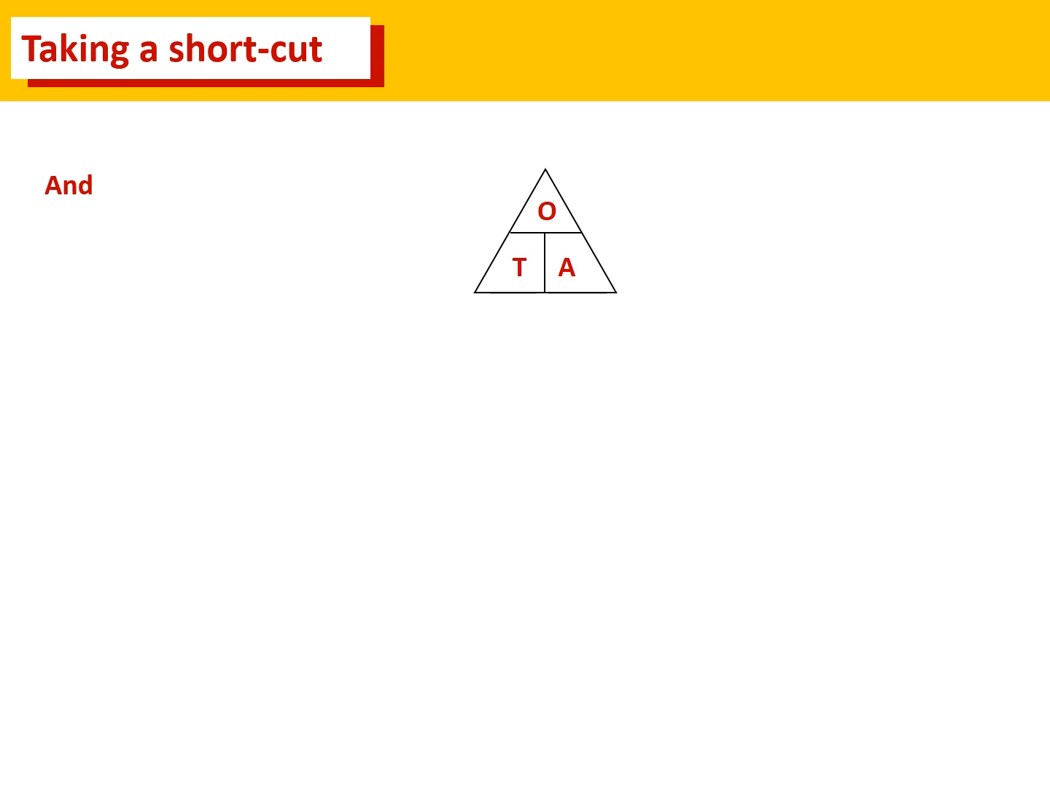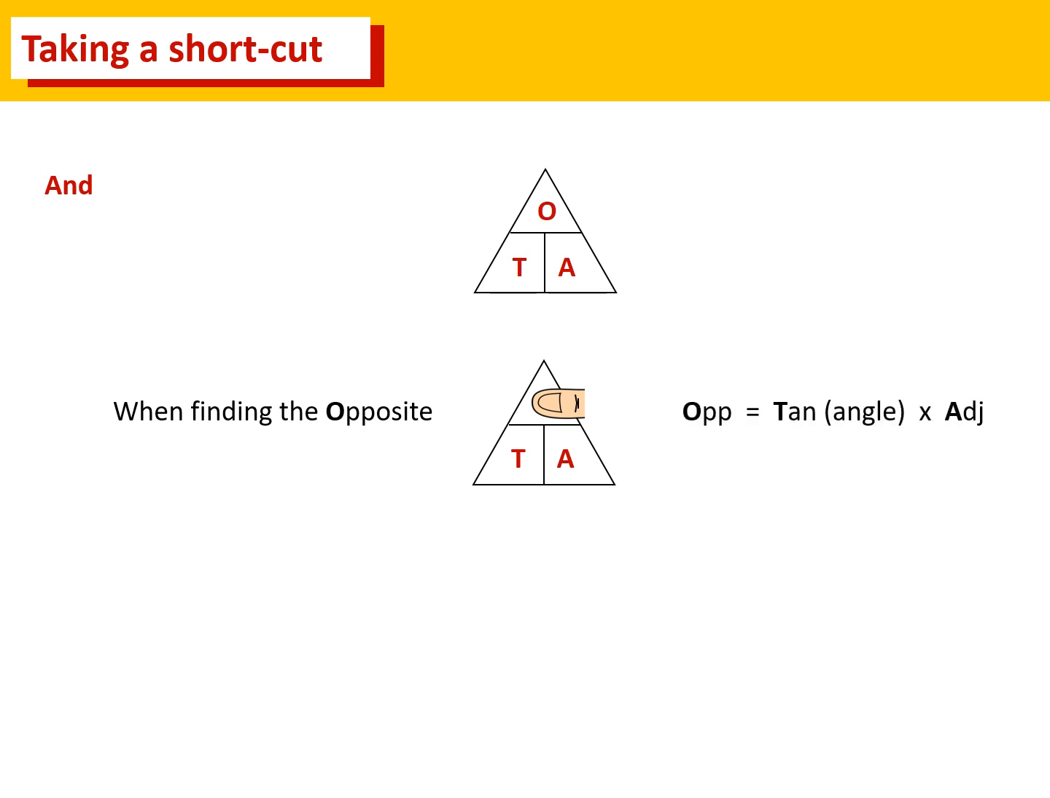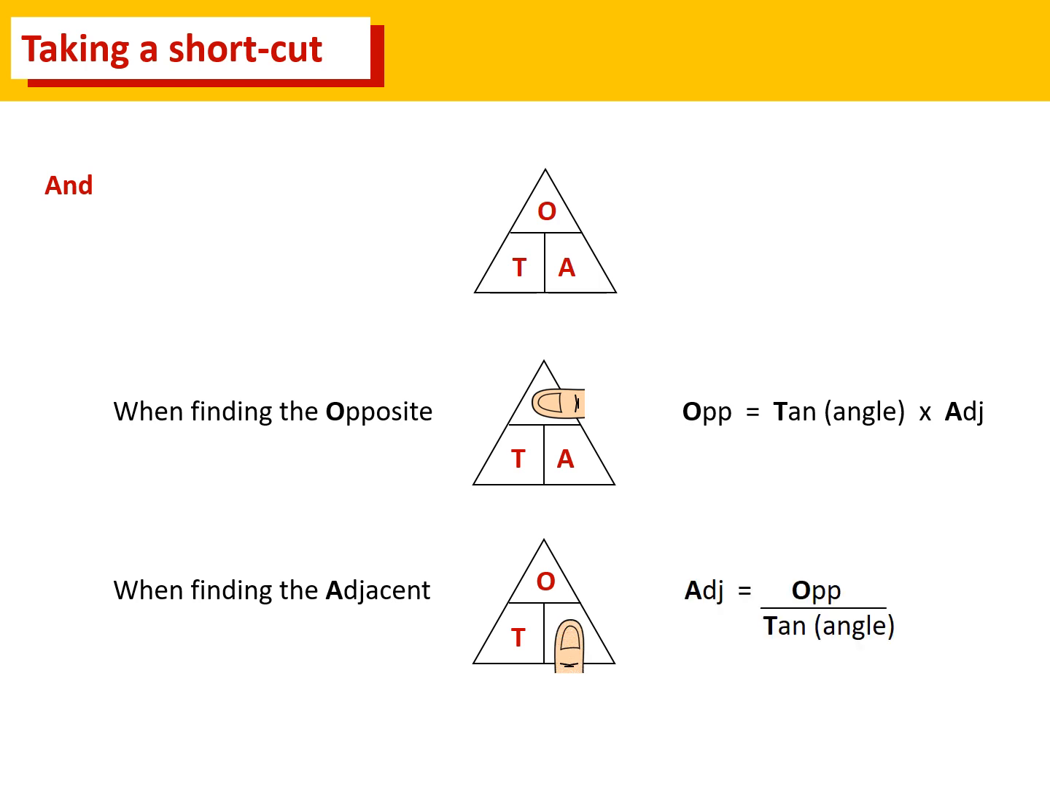And if we're using the tangent ratio, if you're finding the opposite side, put your finger over the O, and then that will be tangent times by the adjacent, though in your calculator type it in as the adjacent times by tan of the angle. And if you're finding the adjacent side, put your finger over the A, and the adjacent will be the opposite divided by tan of the angle.